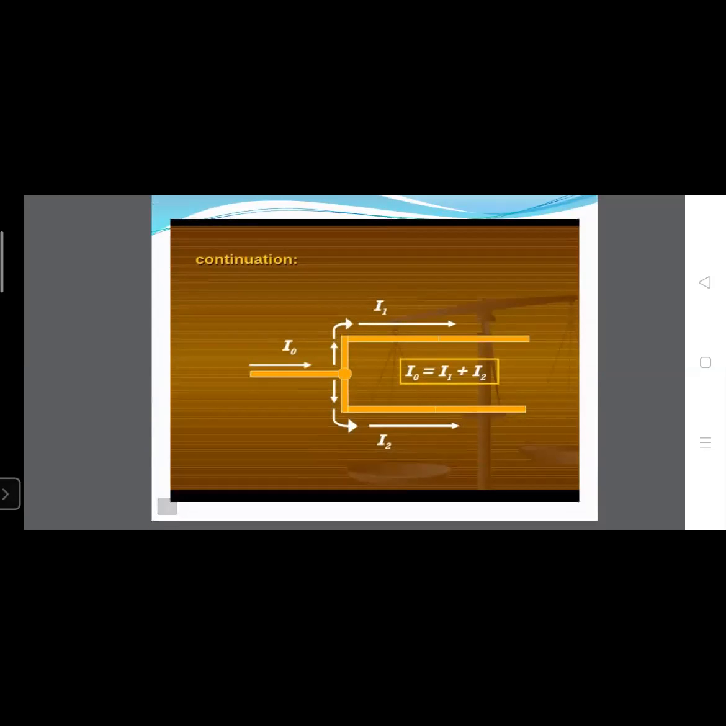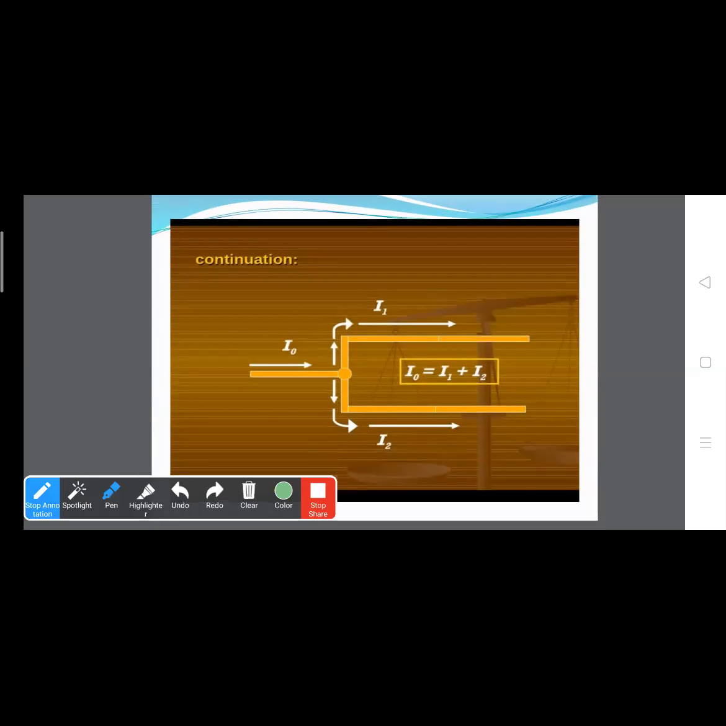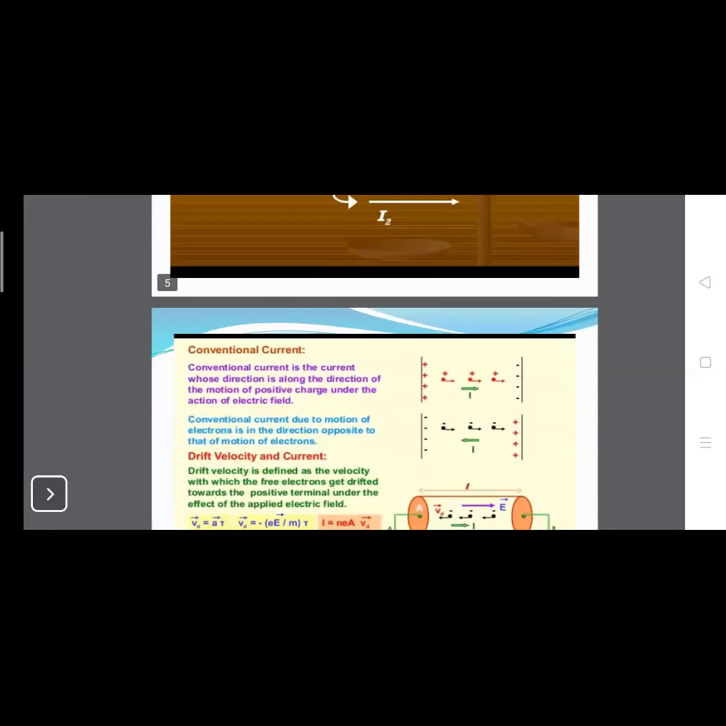Now from this figure, current I naught is flowing through this circuit. I1 is the current going in this direction and I2 is the current going in this direction. Now the net current is given by I naught equal to I1 plus I2. So this I1 plus I2 does not follow vector addition. So we can say that current is a scalar quantity, even though it has magnitude as well as direction, right?